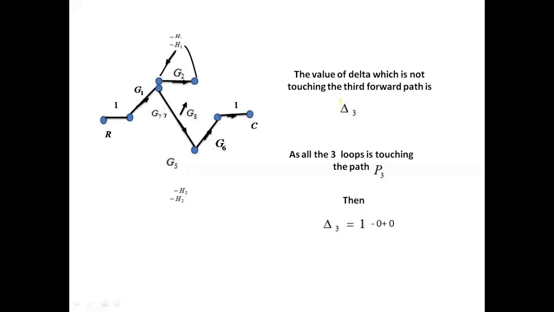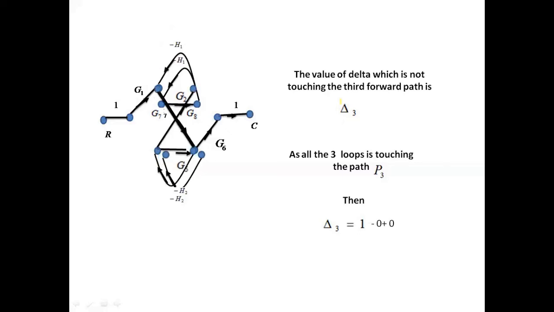Let's calculate delta 3. Delta 3 is, with respect to the third forward path, we have to identify whether any loop is not touching the third forward path. We have drawn the pattern of the third forward path, and with respect to it, loop L1 shares a common node with the third forward path, and another loop L2 again shares a common node with the third forward path, and finally L3 is also sharing a common node with the third forward path.